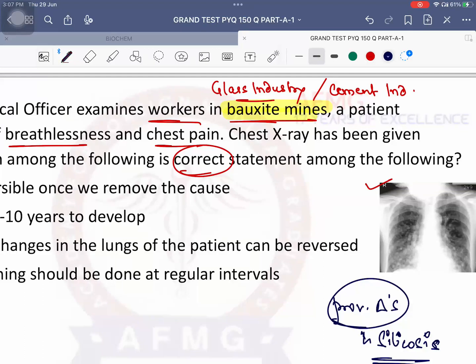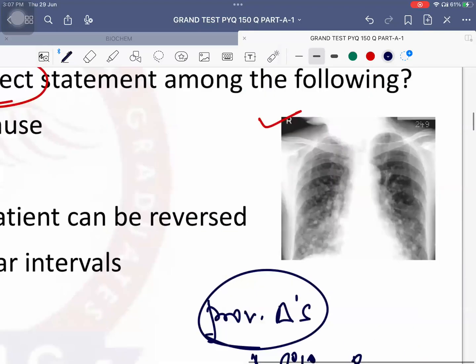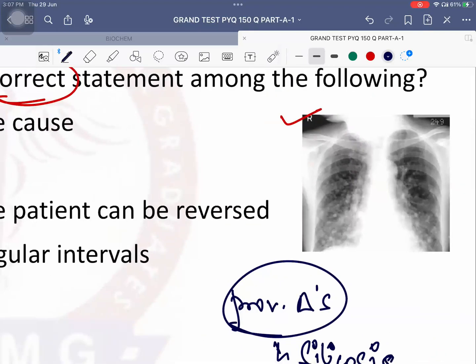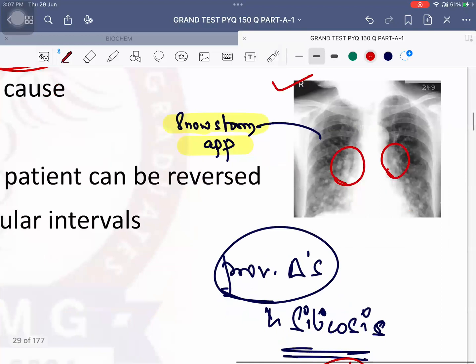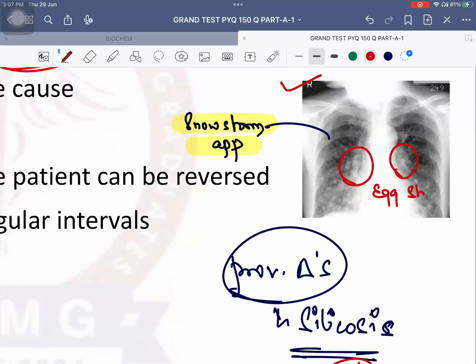Now important is, yaad rakh lo, in silicosis, chest X-ray shows what? Bilateral reticulonodular opacity is called the classical snowstorm appearance. So there will be a classical snowstorm appearance which will usually be seen. Along with that, which type of calcification is seen? This is known as the eggshell calcification.